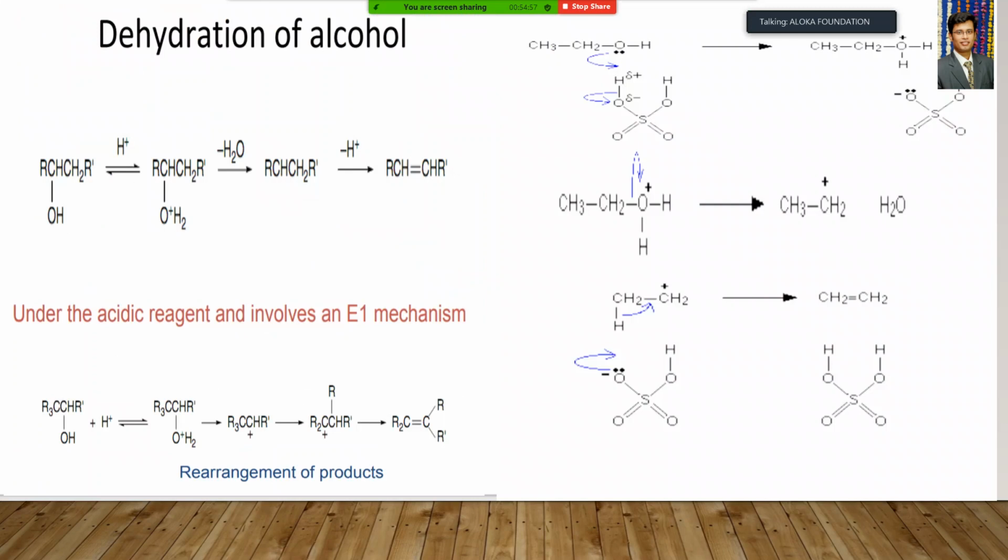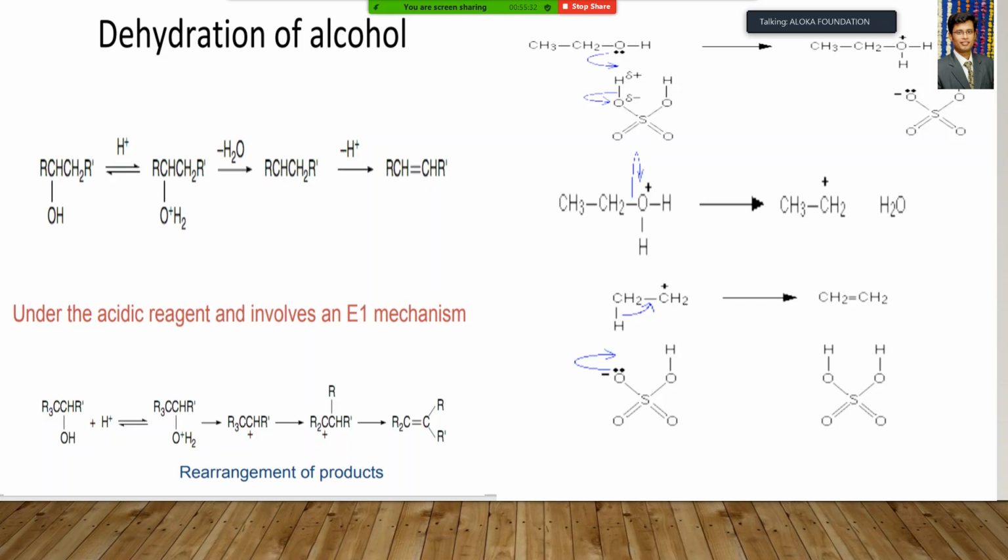So now let's go for the last topic, that is dehydration of alcohol. When an alcohol is treated with a strong acid like H2SO4, it undergoes dehydration to give you an alkene. So it undergoes the E1 mechanism. Dehydration of alcohol is an example of an E1 elimination reaction. What is the first step? Formation of a carbocation. The proton, in acidic medium, protonates your OH.